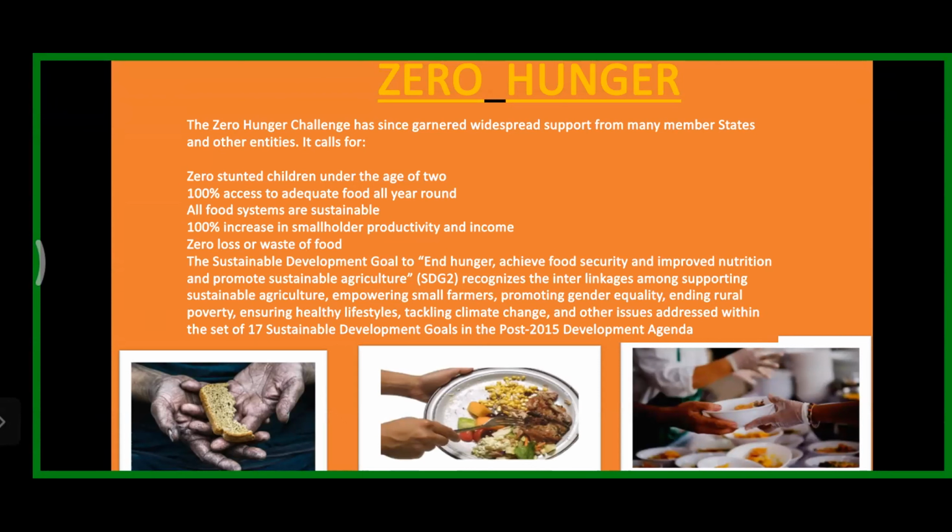A 100% increase in smallholder productivity and income. Zero loss or waste of food. The sustainable development goal to end hunger achieves food security and improved nutrition and promotes sustainable agriculture. It recognizes the interlinkages among supporting sustainable agriculture, empowering small farmers, promoting gender equality, ending rural poverty, ensuring healthy lifestyles, and tackling climate change, and the issues are addressed within the set of 17 sustainable development goals. In the post-2015 development agenda is zero hunger.